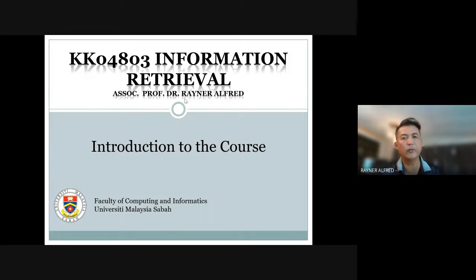So this is useful when you want to analyze unstructured data, web pages, for example Facebook, Twitter, and many social media platforms. And of course, this can be used for retrieving documents as well, clustering documents, analyzing sentiment of the text. So all of this will be covered in this course.